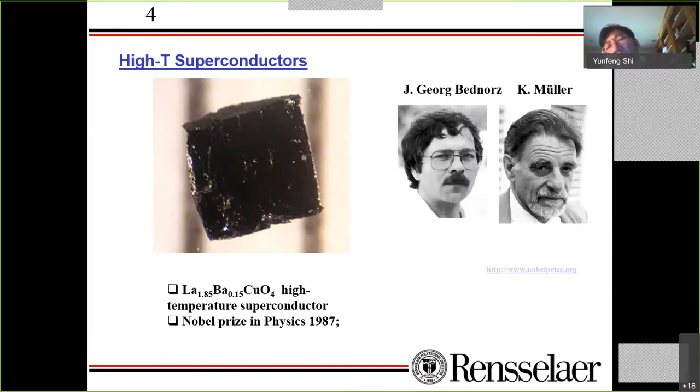The second really interesting piece of material is the high TC superconductor. Those are completely unexpected because, face it, they are ceramics. They're not even metals. They're not supposed to conduct in a plane, but they have really, really high TC than the previous metals. And then two scientists won the Nobel Prize in 1987.